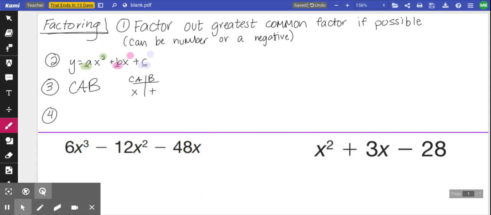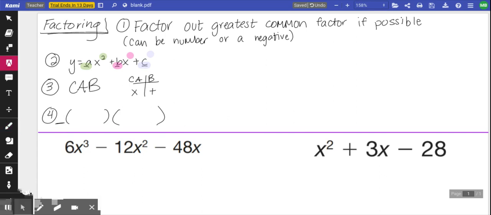Finally, you're writing your answer as factors, where if you did factor anything out in step 1, you are writing it in front of your parentheses. Again, if you factor out anything in step 1, it must be written out in front of your parentheses, even if that's a negative. So let's do some practice.